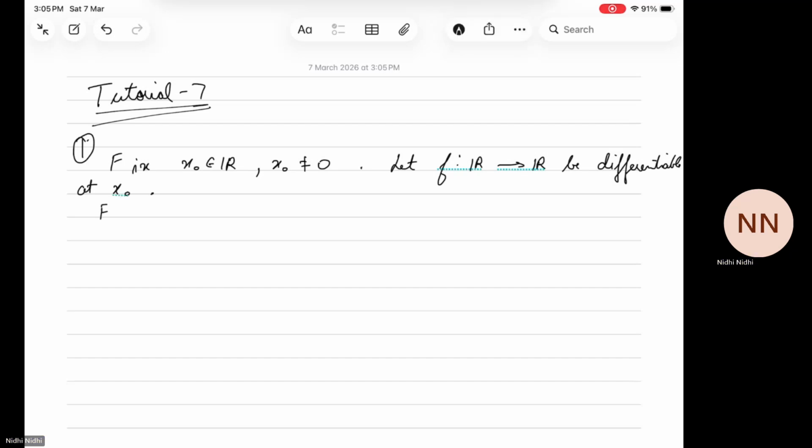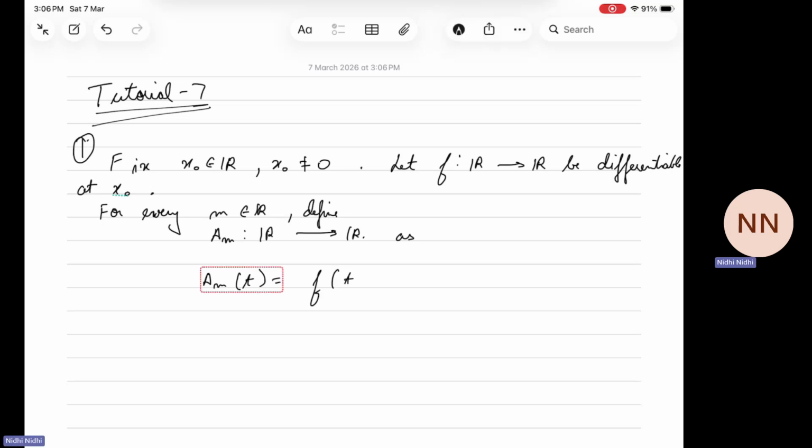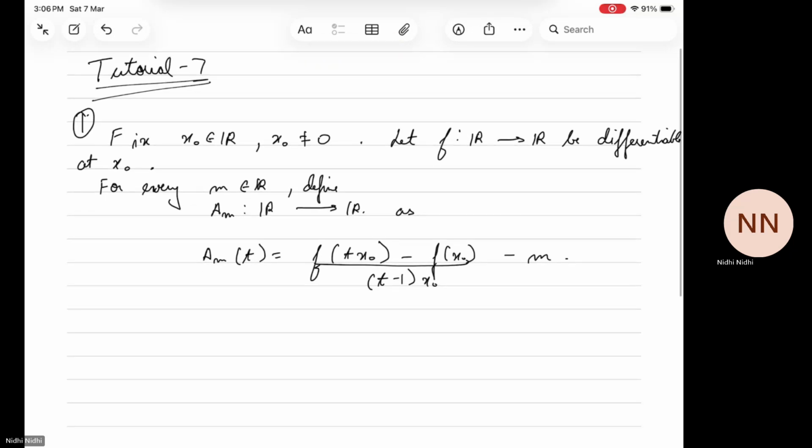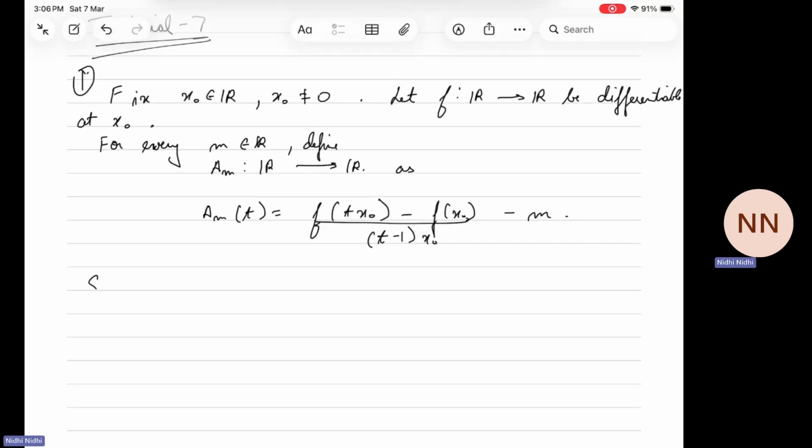Now for every m in R, we define the function A_m, which is from R to R, defined as follows. A_m(t) is equal to f(t x naught) minus f(x naught) upon (t minus 1) times x naught, minus m. Now state whether true or false.